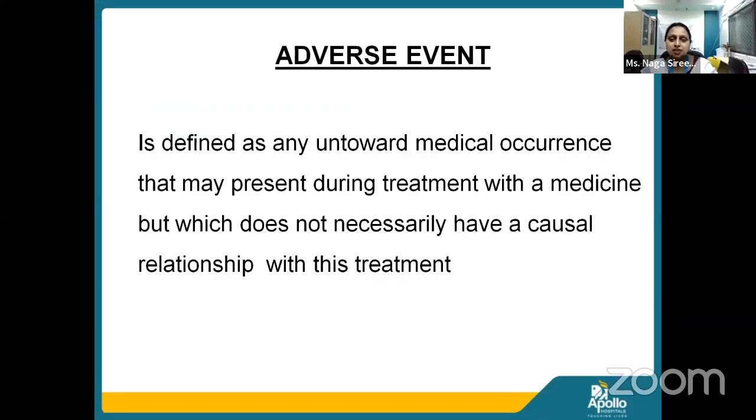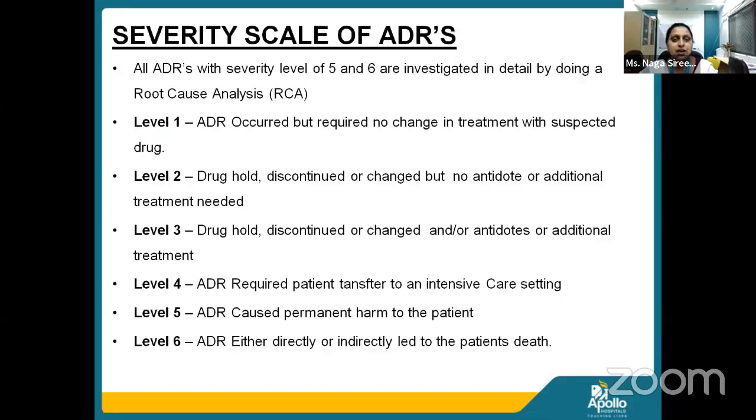Coming to the adverse event, which is very, very important. It is defined as an untoward medical occurrence that may present during treatment with a medicine, but which does not necessarily have a causal relation with this treatment. Severity of the scale, which you are supposed to know: ADR level 1, level 2, level 3, level 4, level 5, and level 6. Level 6 is nothing but which directly or indirectly led to the patient's death.